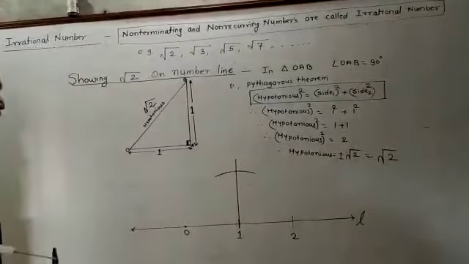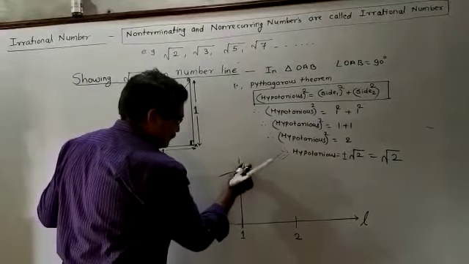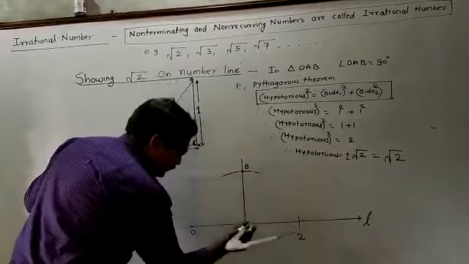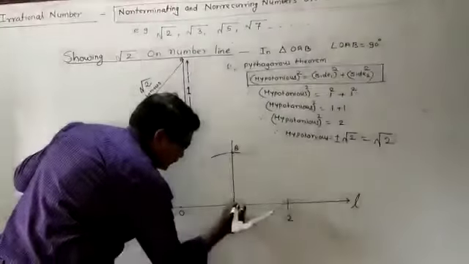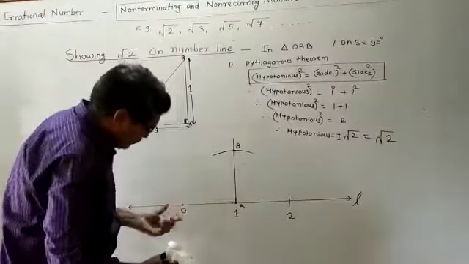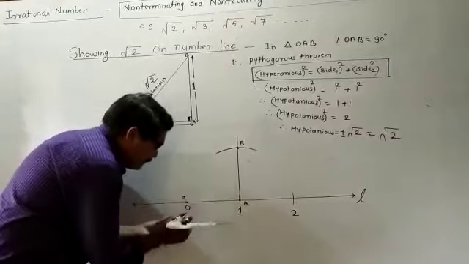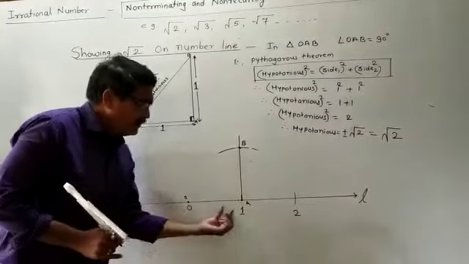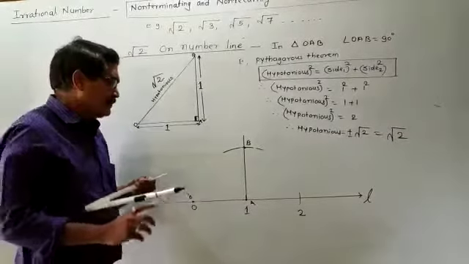Everybody understand? This point of intersection is the B. This point you will say that this is the point A. This point is A, but if this one is O, at that time the coordinate of this is 0, 0, 1, 2, like this. This is the number line. On the number line you have to show the square root of 2.